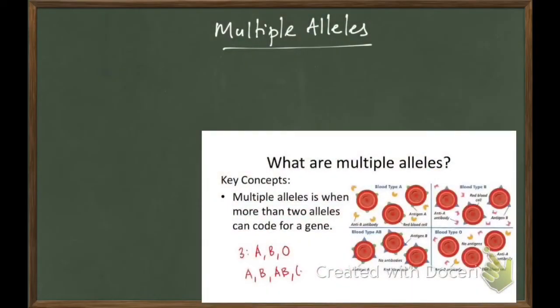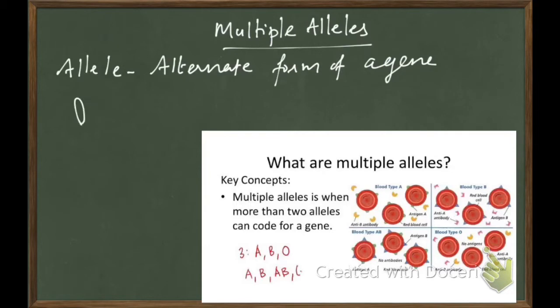Good morning. Today's topic is multiple alleles. As we all know, an allele is an alternate form of a gene. And we know alleles are actually the traits present on homologous chromosomes. In every individual, for a particular character, there are two alleles. This we call a pair of alleles.